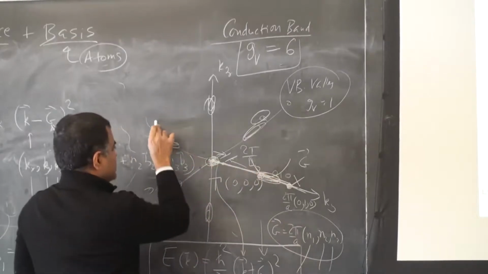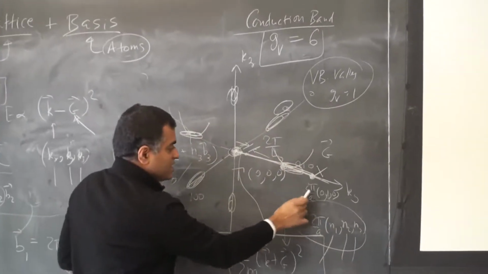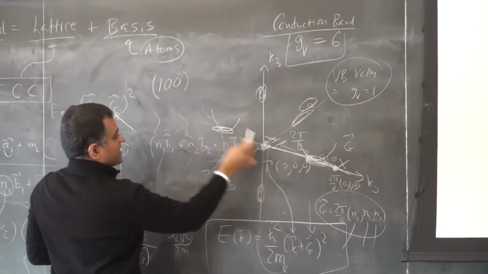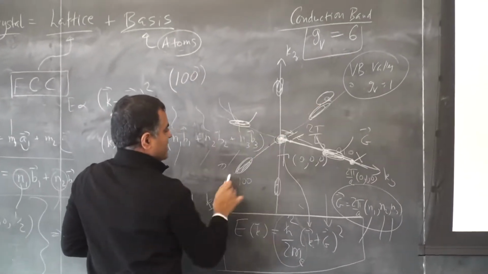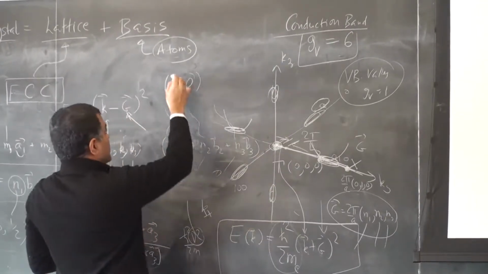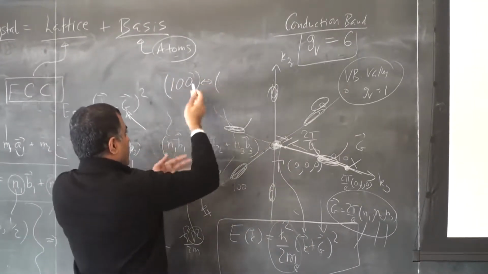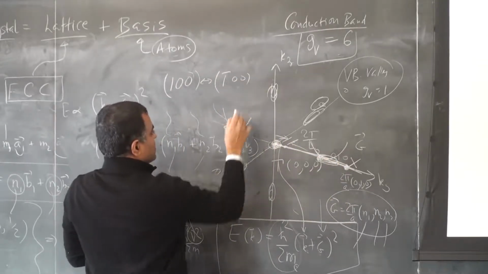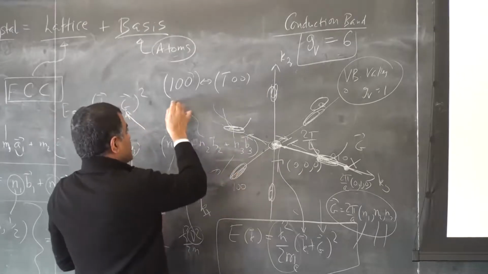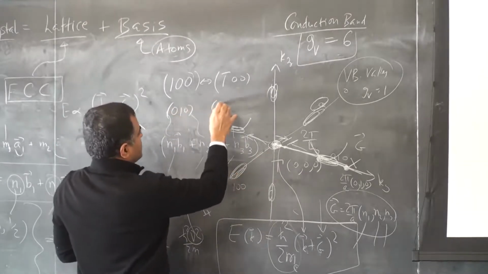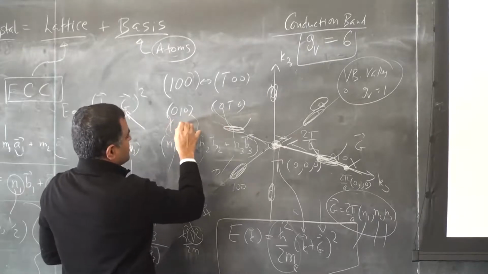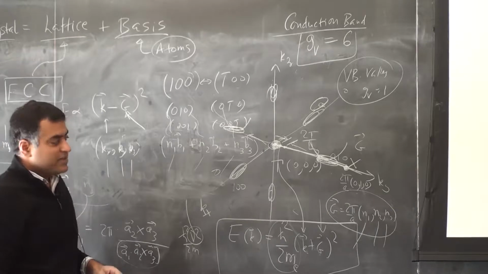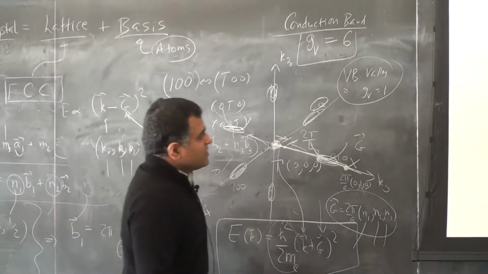But then if I reflect it, there's another valley here because there are 6 equivalent 1, 0, 0 points in K space. This, that, and that. Another way to look at it is, everything that happens in this direction also happens along minus 1, 0, 0, which is along that direction. It happens along 0, 1, 0, 0, 1 bar 0, and 0, 0, 1 and 0, 0, 1 bar. So there are 6.